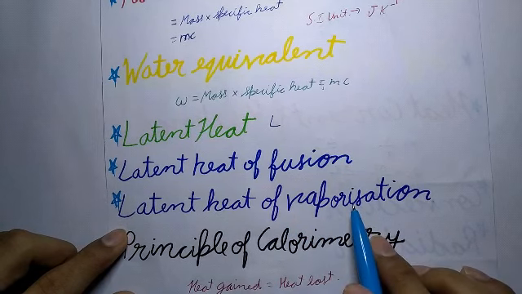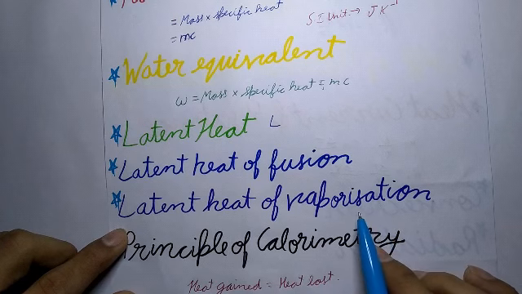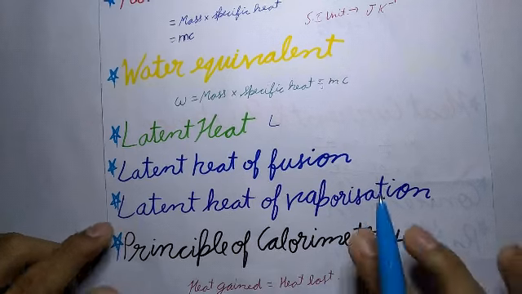The amount of heat required to change the state of unit mass of a substance from liquid to vapor at its boiling point is called latent heat of vaporization.